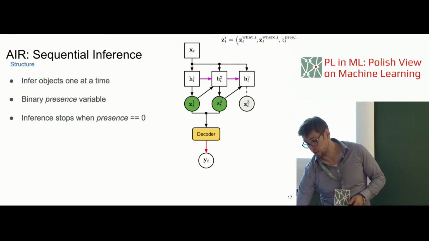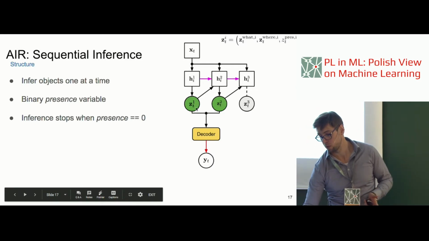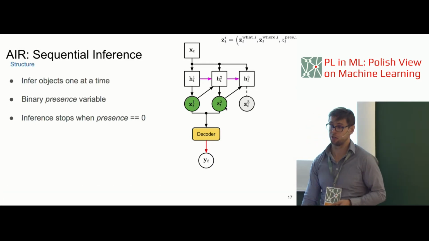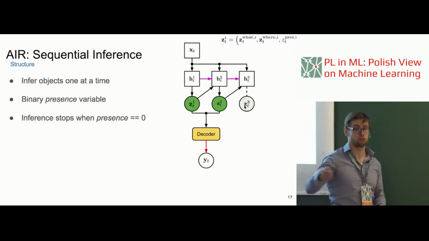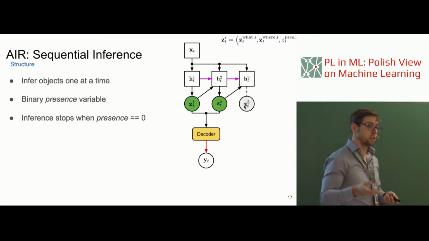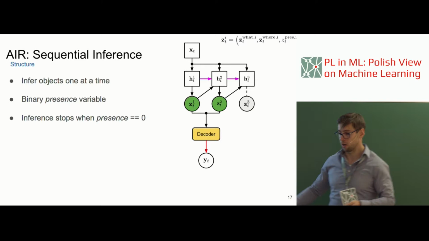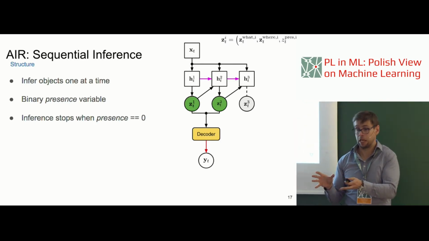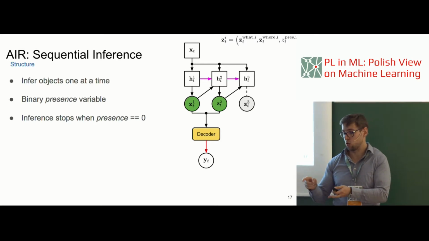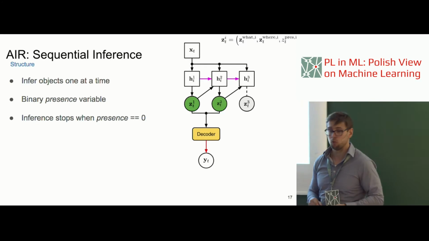So for example, if we look at this diagram again, for the first object, the presence was 1. For the second object, the presence was 1 again, and for the third object, the presence was 0, therefore we decide to stop inference, right? So using this iterative scheme, we can figure out how many objects there are in the image. Once we have this, we can take all the variables that we have, number 1 and number 2 in this case, and just pass them to the decoder to recreate that image.